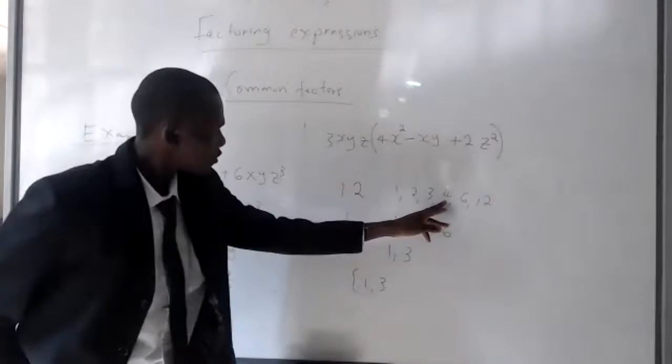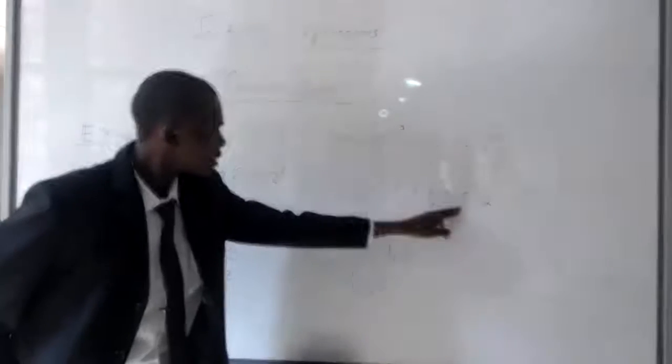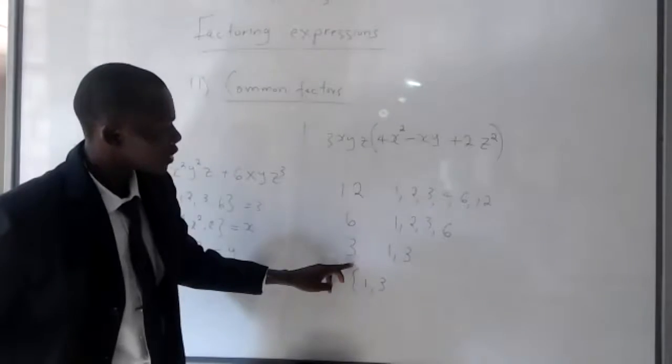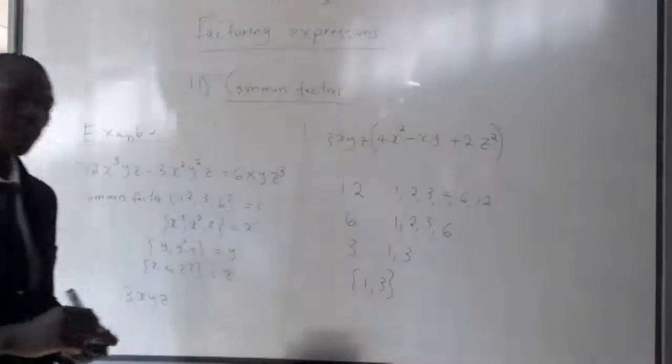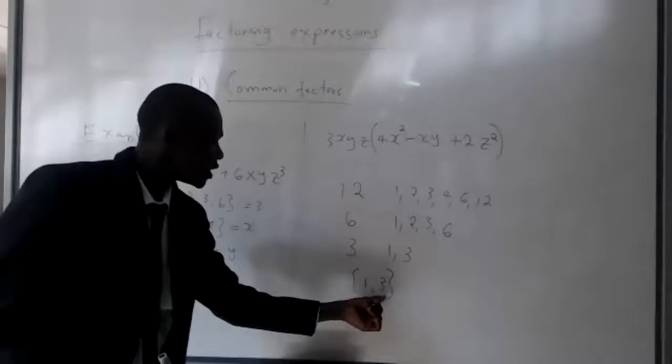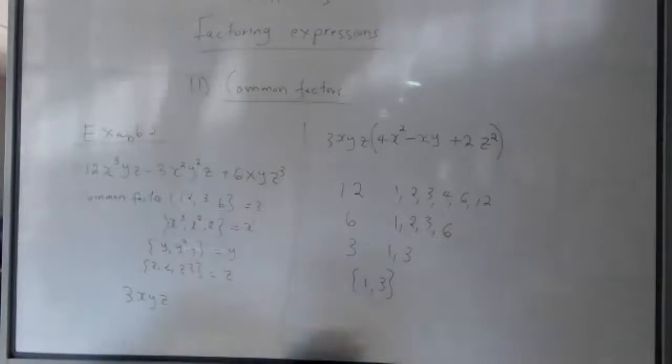When you move to 4, 4 is not a factor of 6, not a factor of 3. 6 is a factor of 12 and 6, but not a factor of 3. So the only common factors are 1 and 3. Then I pick the greatest. So 3 is greater than 1. That's why I'm saying the greatest common factor is 3.